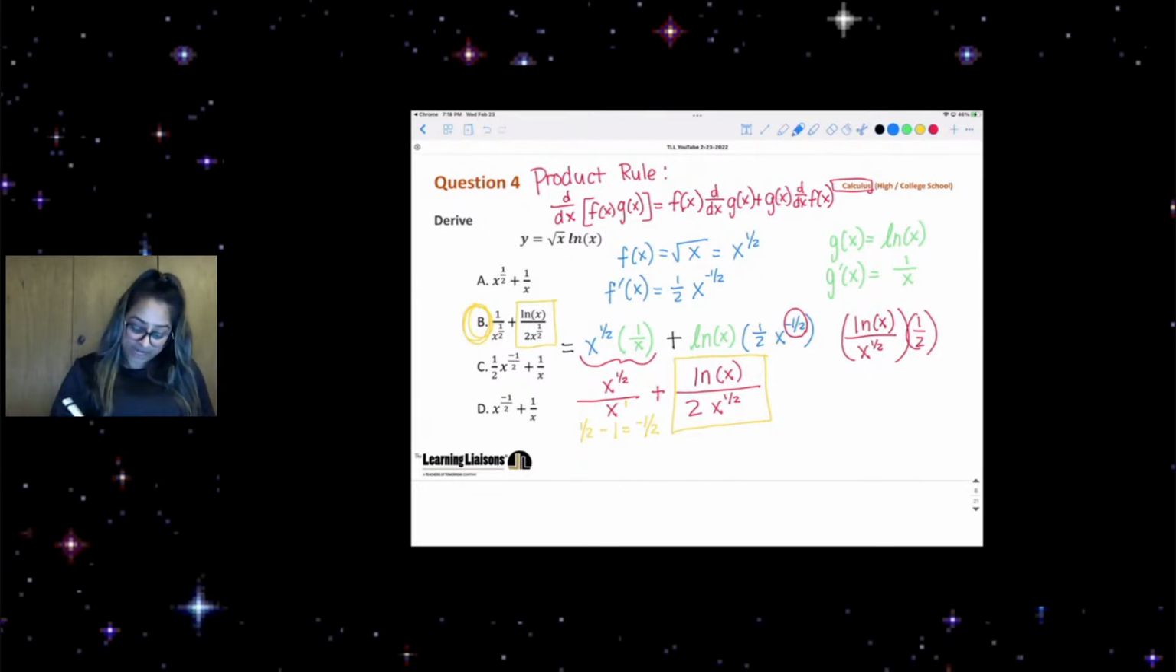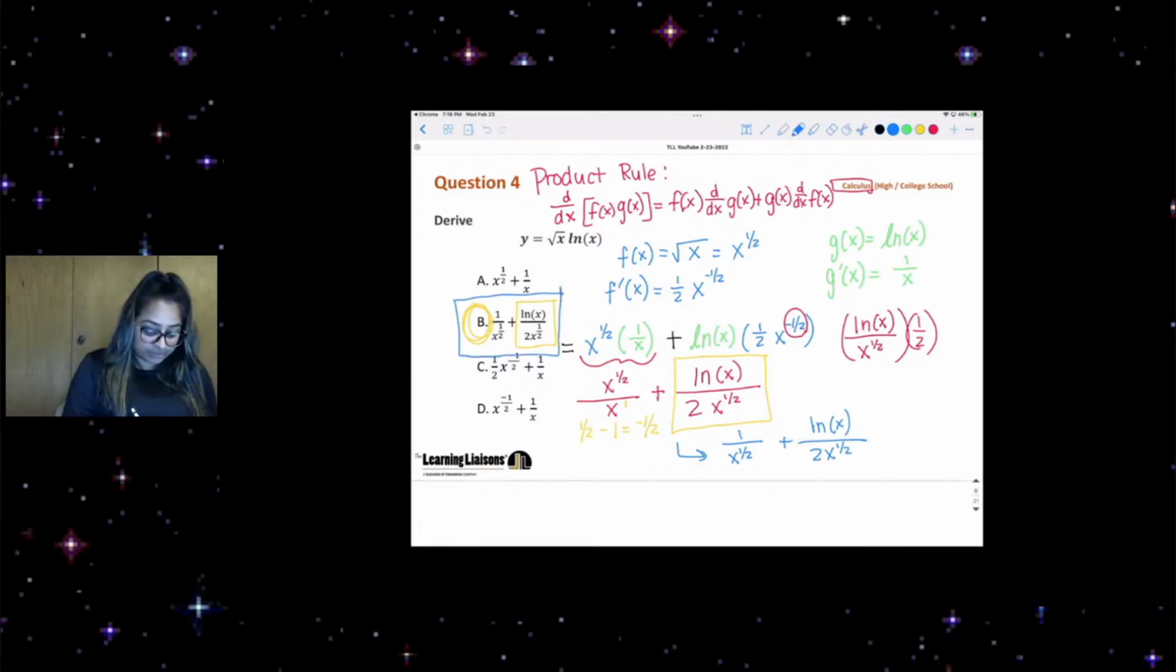So when you rewrite it, you will get 1 over x to the half plus ln of x all over 2x to the half. You could find a common denominator, but it's all dependent on what they're looking for based on your answer choices. So remember, winner, winner, chicken dinner, B.